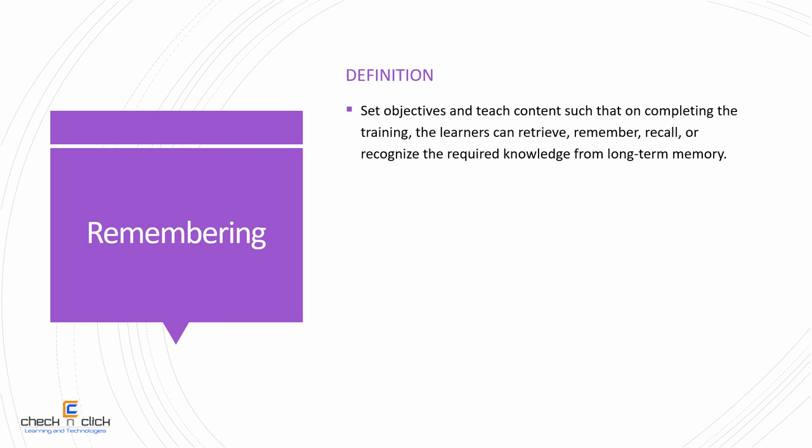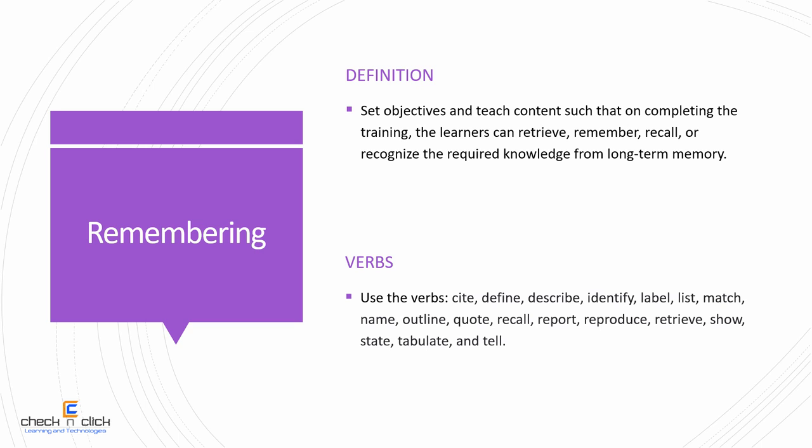At the remembering level, you set objectives and teach content such that on completing the training, the learners can retrieve, remember, recall, or recognize the required knowledge from long-term memory. The exercises and interactivities in such courses are aimed at presenting information and facts to aid recall. When writing objectives for such courses, you are recommended to use verbs like cite, define, describe, identify, label, etc. You can pause the video to review the list of all action verbs that apply to this level.